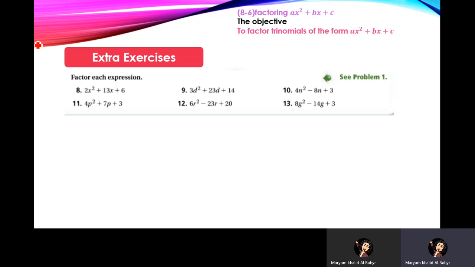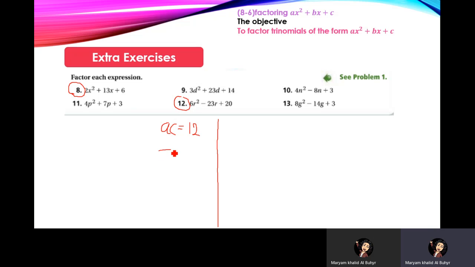Let's try exercise 8. For the exercises, I'm going to solve with you only 2 exercises. So I'm going to solve exercise 8 and 12. For exercise 8, here you have, what is ac? First of all, I'm looking for ac. ac is equal to what? 2 times 6 is 12.